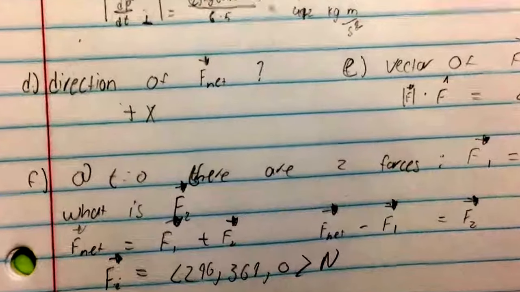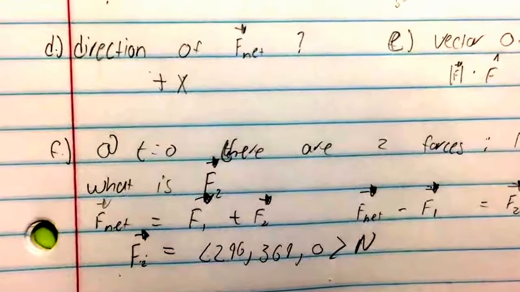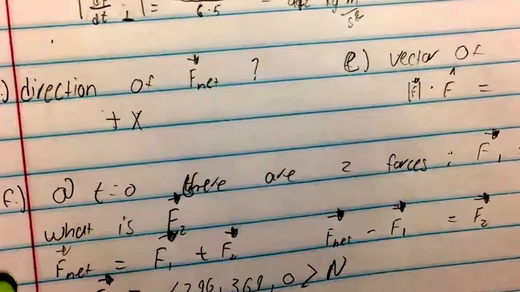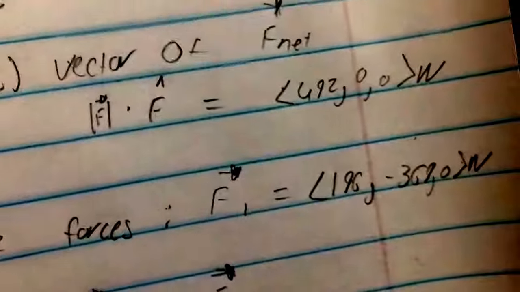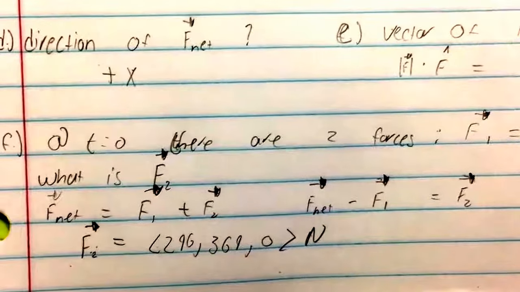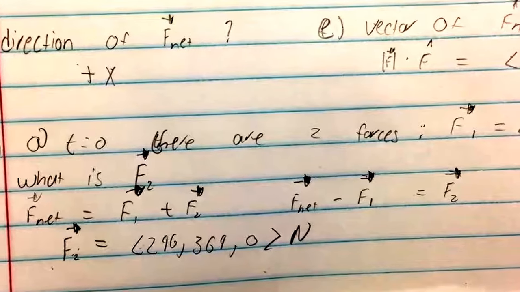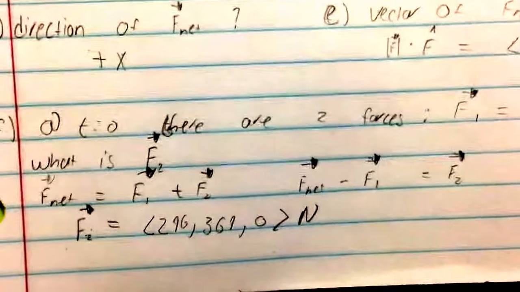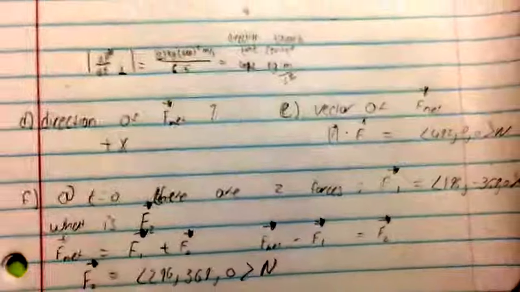Lastly, for F, they gave a scenario where when t equals 0, there were two forces acting on the ball. We were given one force, but we were not given the second force. So to find this, you can simply do F net equals F1 plus F2. Keep in mind that we did solve for F net for E, so it's simply F net minus F1 to get F2, which was this one right here. So I believe that's it. Thank you.